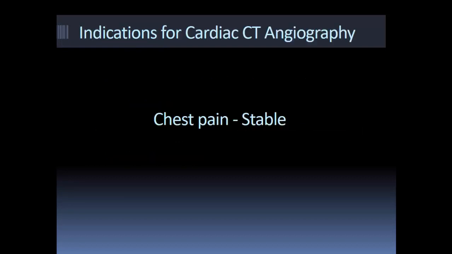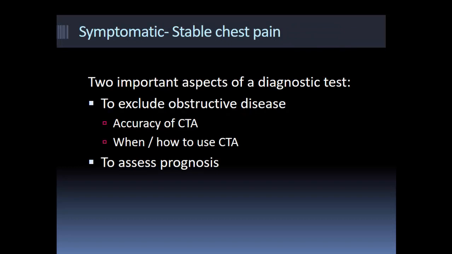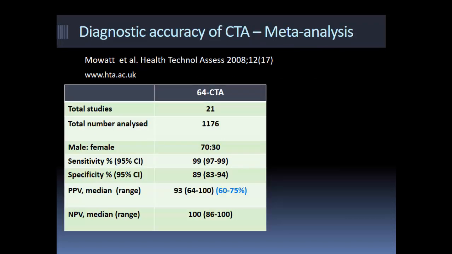So stable chest pain, so a lot of data again in terms of accuracy. Andrew showed this meta-analysis from 64-slice CT scanners. This was published back in 2008, so it's pretty old now, but pretty much people are still relying on this.